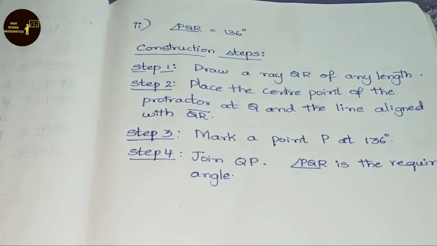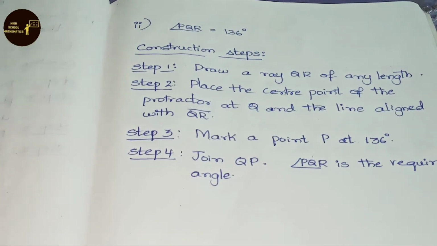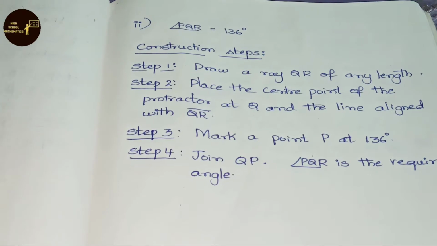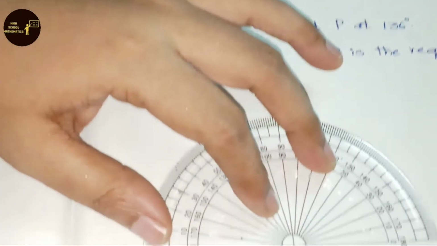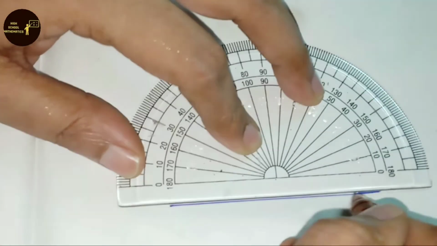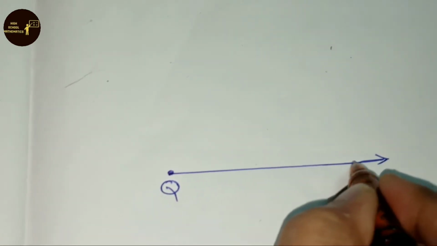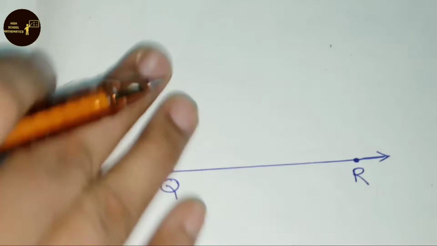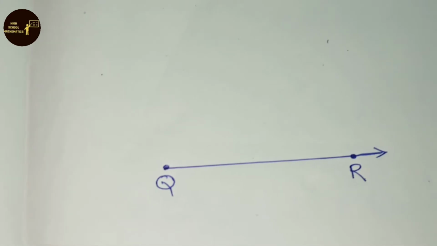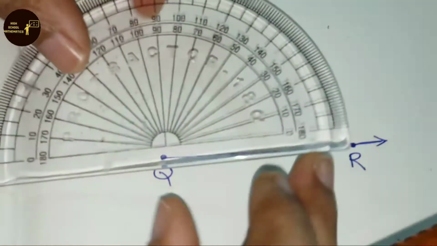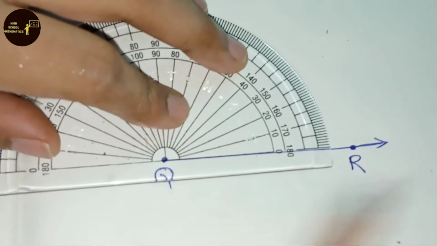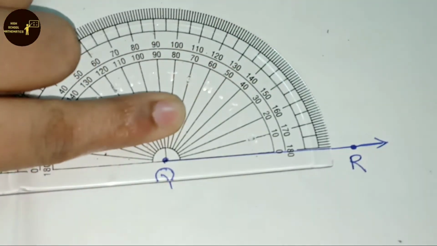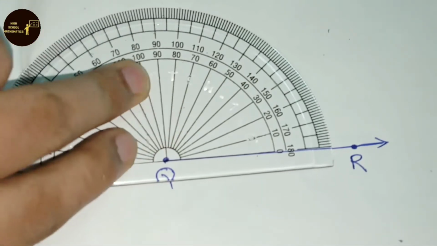See now question number 2. Angle PQR equal to 136 degrees. So let us draw a ray QR of any length. Now we have to place the center point of the protractor at Q and the line aligned with QR. Now mark a point P at 136 degrees.